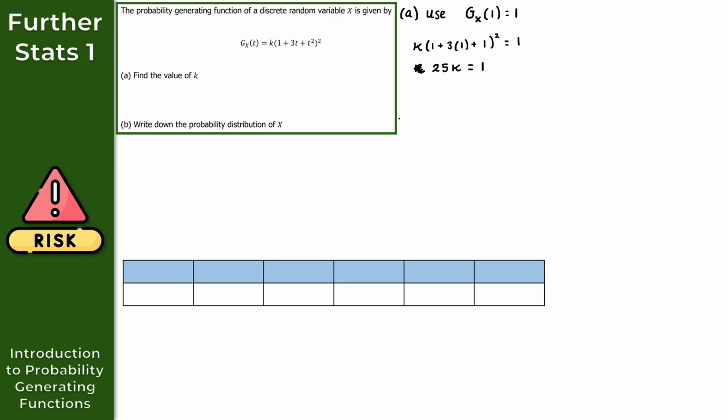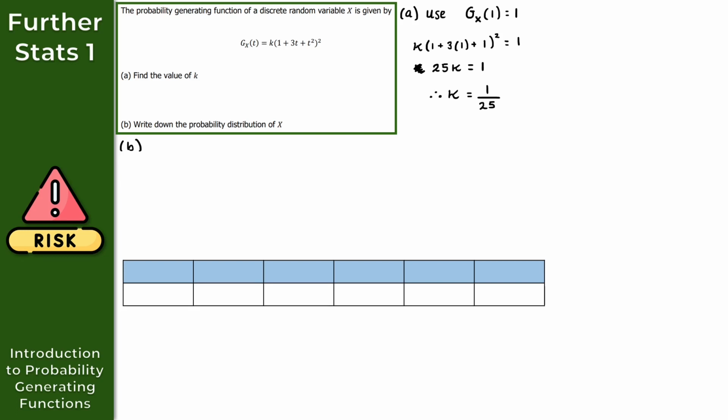So in that case, if we want the value of k here, all I need to do is divide both sides by 25. And in that case, we find that k is equal to 1 over 25. Okay, so there we have it. So that's the solution to part A. Now for part B, it asks us to write down the probability distribution of x.